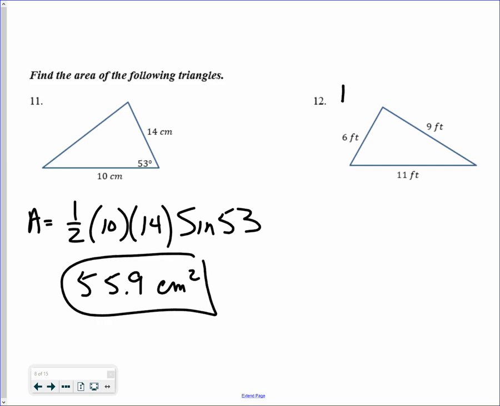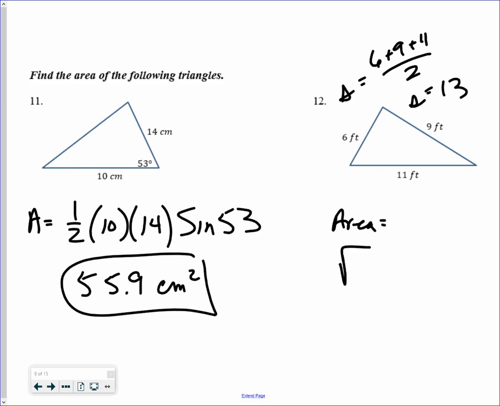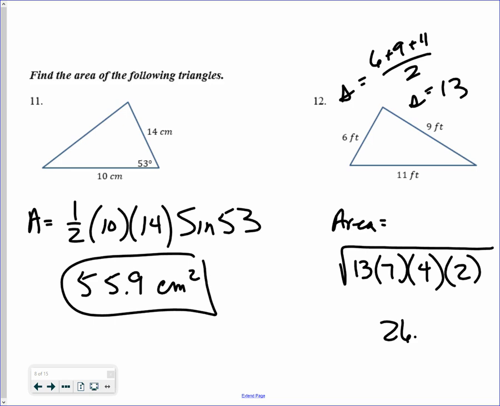Heron's formula requires you to know S. S is adding up all the sides and dividing by 2. So in this particular case, S is 13. And so the area would equal square root of S minus 6 times S minus 9 times S minus 11. And so take the square root of that, I get 26.98. So I'm going to round that to 27 square feet. So again, two area formulas.